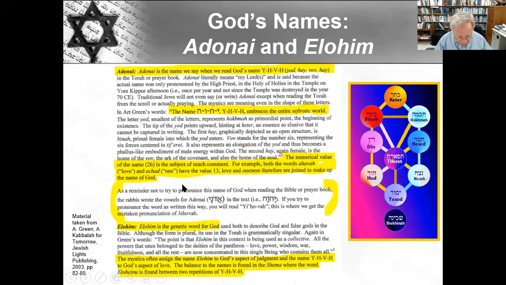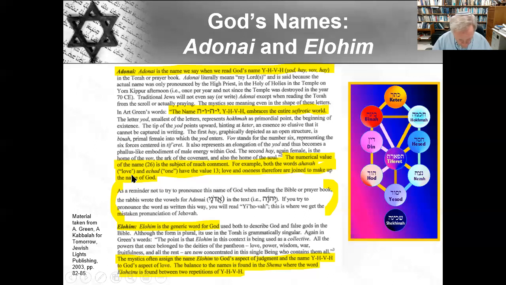The numerical value of the name, 26, is the subject of much comment. If you see 26, nothing else you remember, look for the number 26. Number 26 is the Gematria of God's name. In the Sephardic world, when Sonia was married, they waited till the 26th of the month to have her marry on the 26th. Both of her granddaughters, my granddaughters, have birthdays on the 26th, just saying.